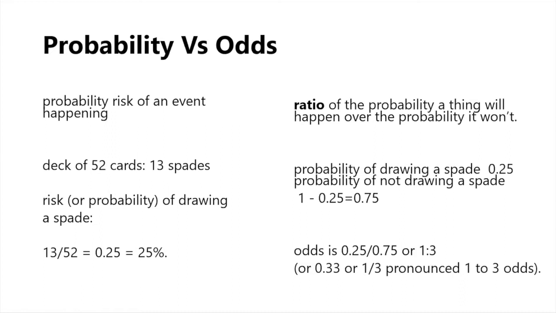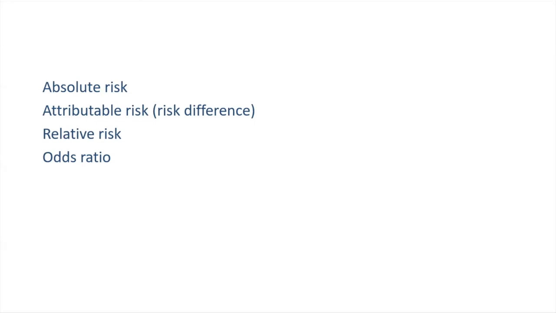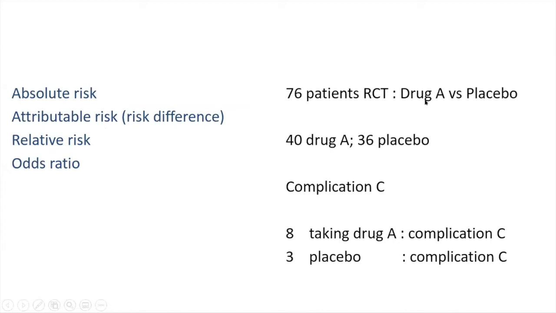Okay, and these are the four aggregate summary effects that are used in meta-analysis. So let's go through them. Let us look at a randomized control trial where we have given drug A against placebo. We gave 40 patients drug A and 36 placebo. And we are interested in complication C. 8 patients who took drug A got complication C. Only 3 who took placebo got complication C.